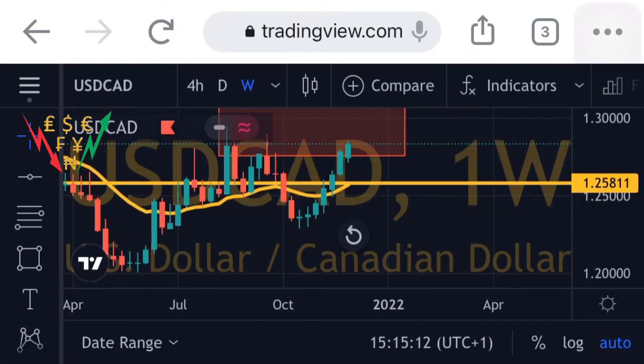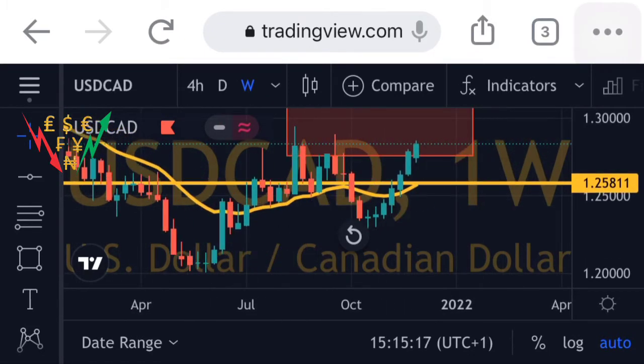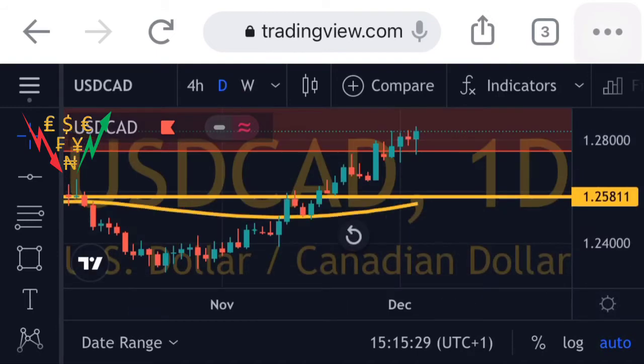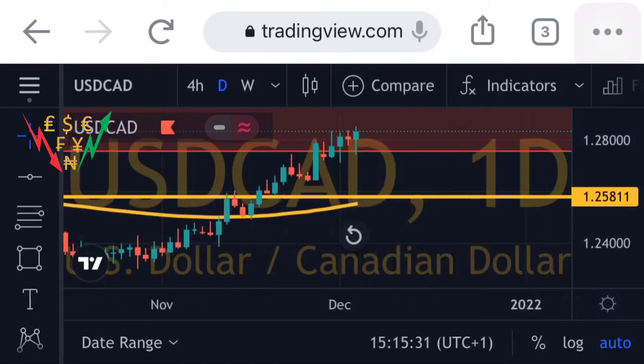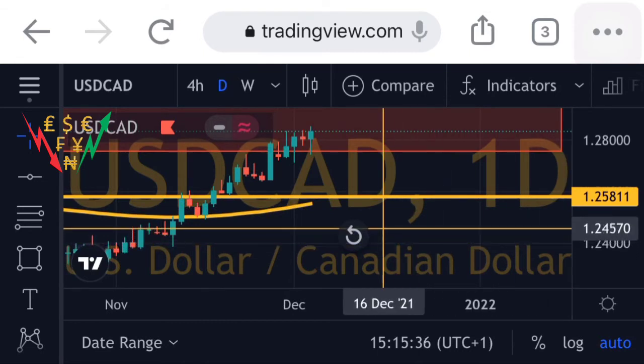Okay, so here we are. We've established our area. You already know from the previous content what we're about to do now. So we delve into the daily time frame immediately. On the daily time frame here, it's still loading. I don't know why. Okay, so on the daily time frame here, what do we see? Oh, beautiful.